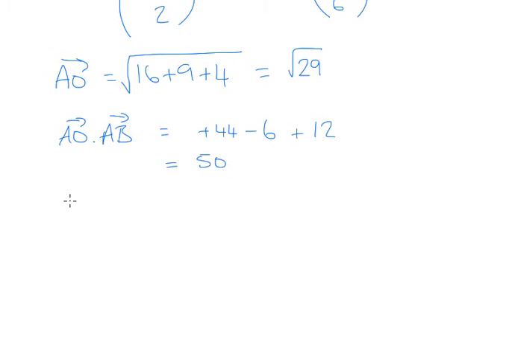Okay, so therefore the cos of the angle that we're looking for is 50 divided by the root of 29 times by the root of 161. So if I type that into my calculator and find the inverse cos, I'm in degrees. You can be in degrees or radians, it doesn't matter for this question, I don't think, but I'll check that in a second. Inverse cos gives me 42.96, so 43.0 degrees.